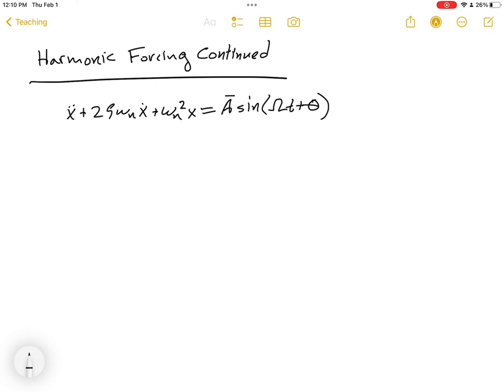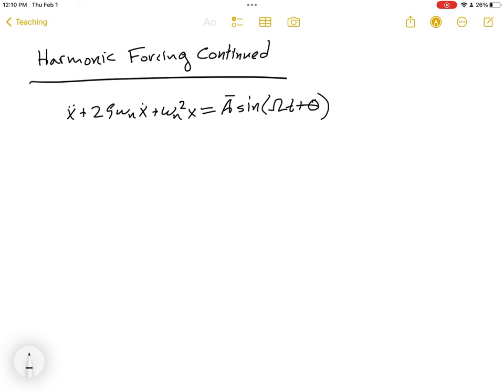In this video, we're going to continue our discussion of harmonic forcing. In the last video, we were talking about the second order system expressed in terms of zeta and omega n with an input of a bar sine of omega t plus theta. So we have some sort of system and we provide some sort of force or torque input that causes this system to vibrate.